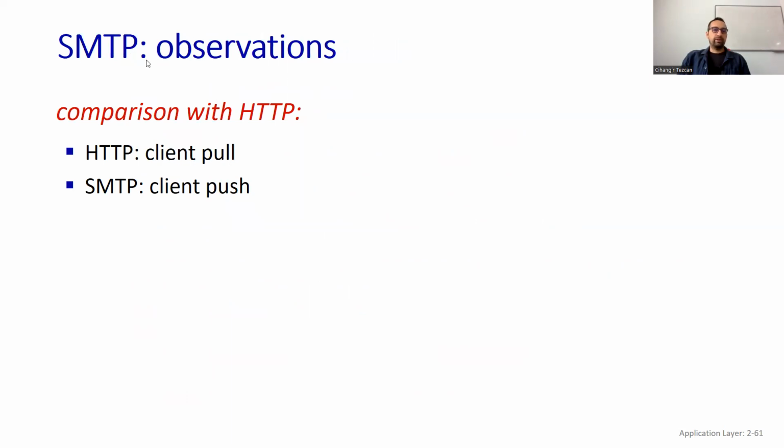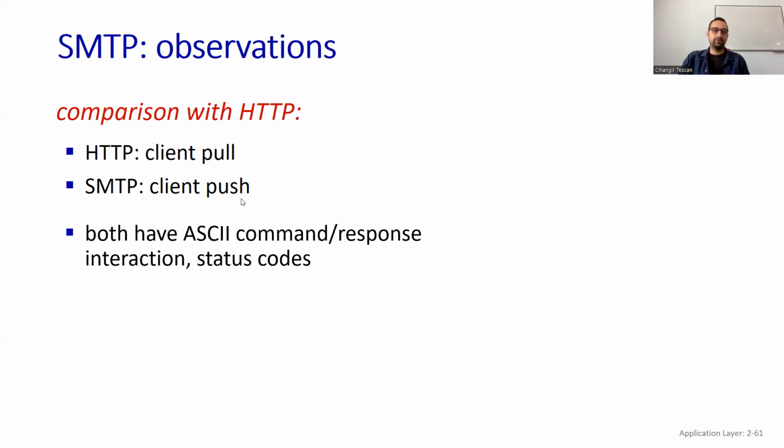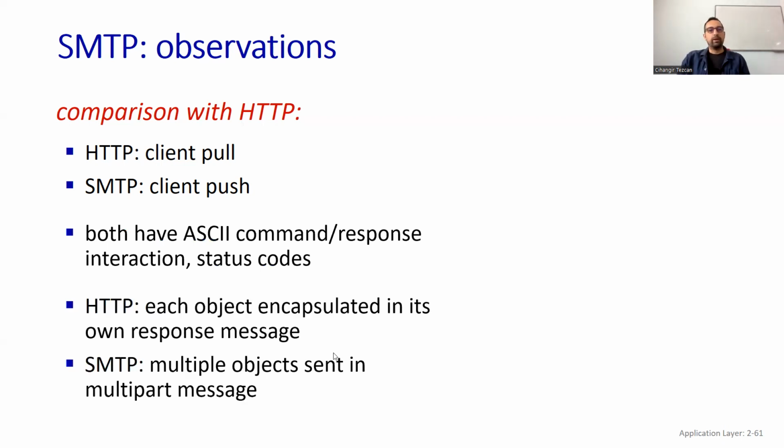So, observations, comparison with HTTP. HTTP is a client pull, but SMTP is client push because you are sending the mail now. With HTTP, you want to visit the web page, so you're requesting, pulling the web page information. You are pushing the email. That is one difference. Both have ASCII command response interaction with status codes.